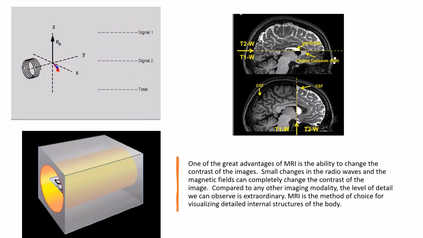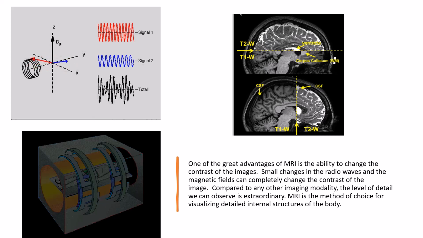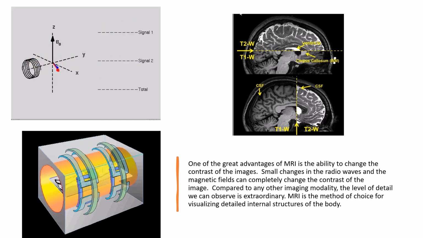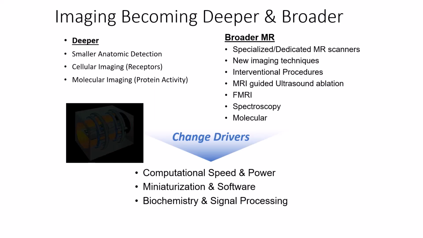One of the greatest advantages of MRI is the ability to change the contrast of the images. Some small changes in the radio waves and the magnetic fields can completely change the contrast of the image. Compared to any other modality, the level of detail we can observe is extraordinary. The images acquired are deeper and broader than any other type of examination modality.